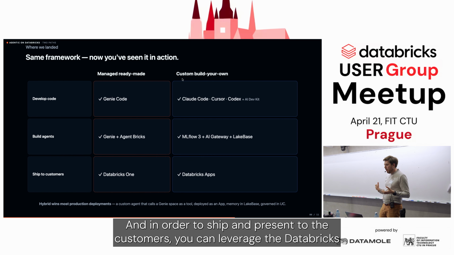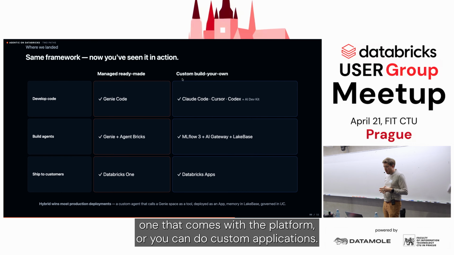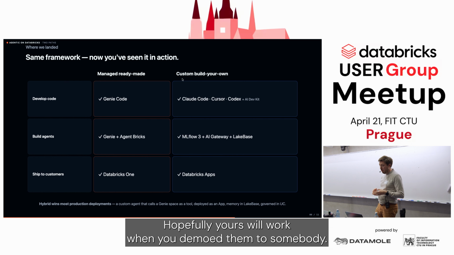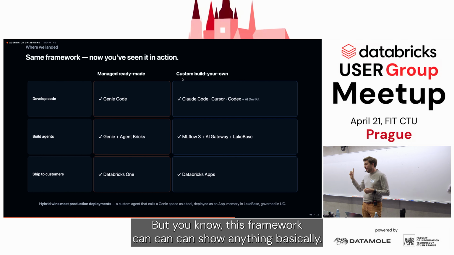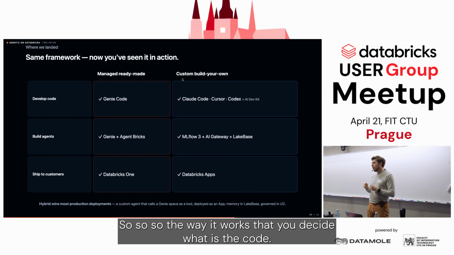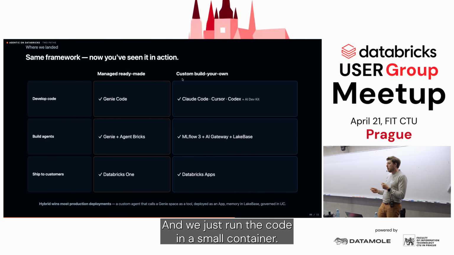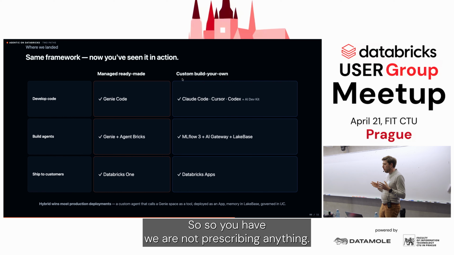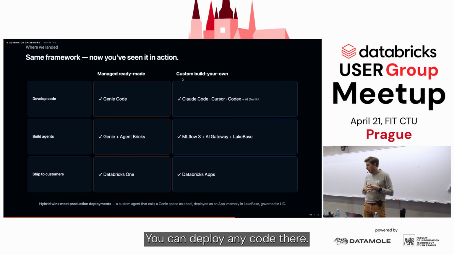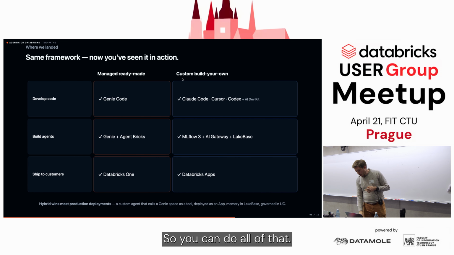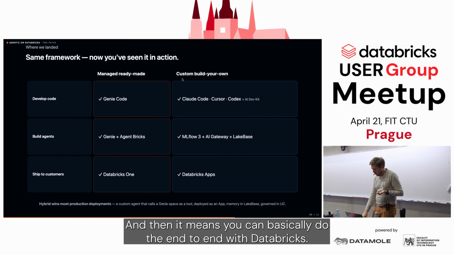And in order to ship and present to the customers, you can leverage the Databricks app that comes with the platform, or you can do custom applications. Hopefully yours will work when you demo them to somebody. But this framework can show anything basically. The way it works is that you decide what the code is, and we just run the code in a small container. So we are not prescribing anything. You can deploy any code there, and it's supposed to run. So you can basically do the end-to-end with Databricks.